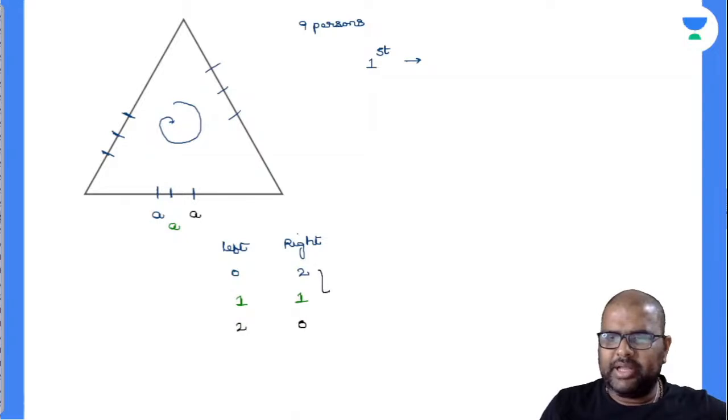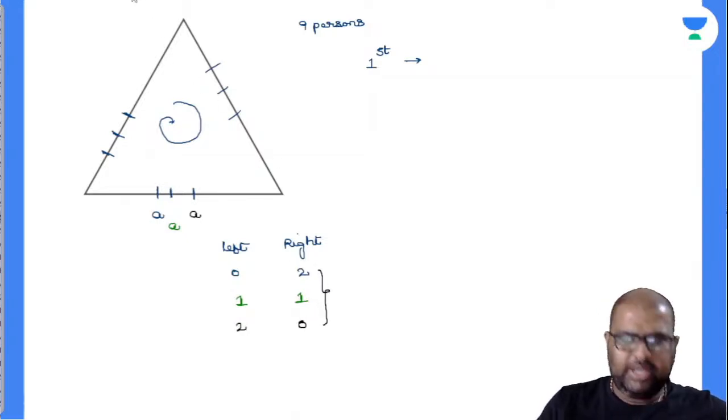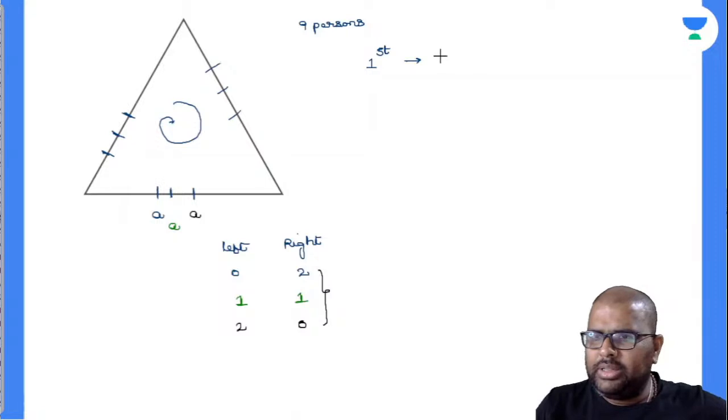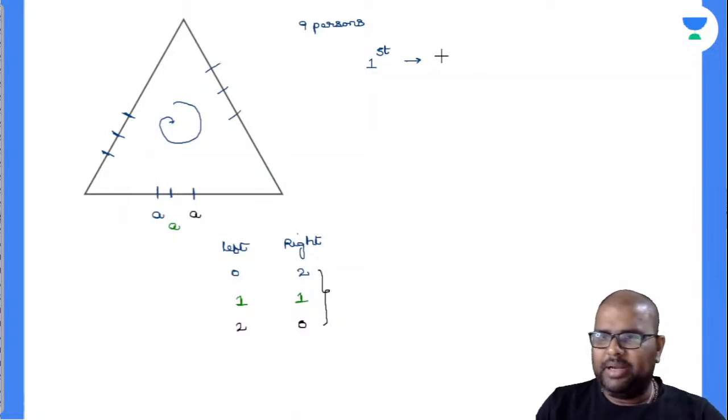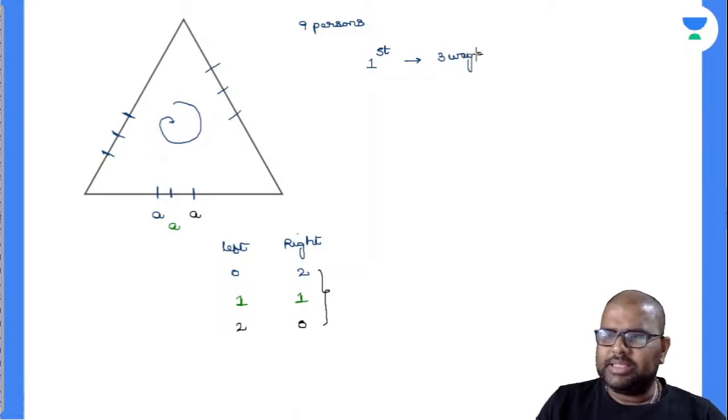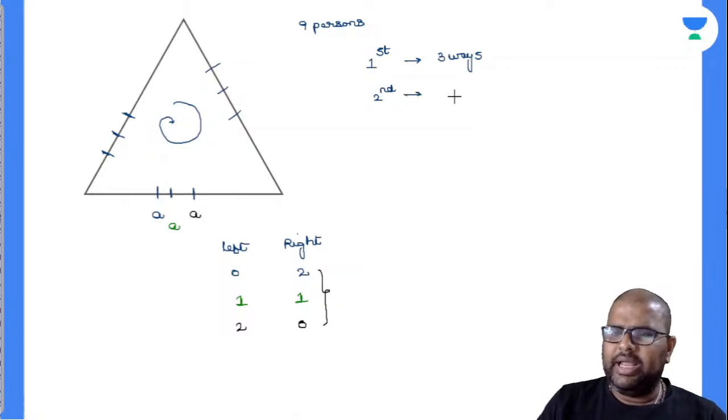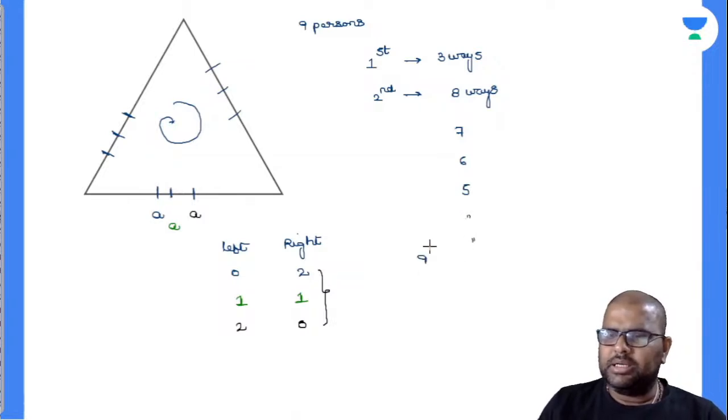So in how many ways can you fix your first person there? Your first person can be seated on this triangular circular table in 3 ways. So what will be the second person, beta? The second person can be seated in 8 ways. So similarly 7, 6, 5, 4, and so on. And the 9th person must be seated in how many ways? Last remaining place, 1 way.